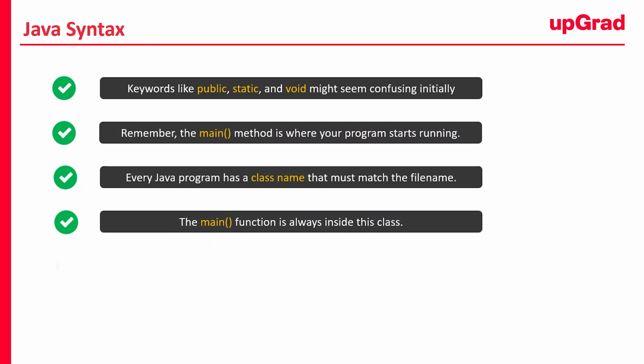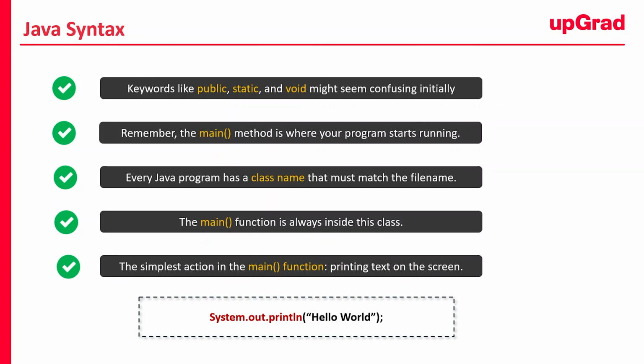Now let's look at how we can actually do something inside the main method. One of the simplest things you can do is to print text on the screen. For that, we use this line: system.out.println, and inside the double quotes, hello world. Inside the double quotes, whatever you write, it will get displayed.